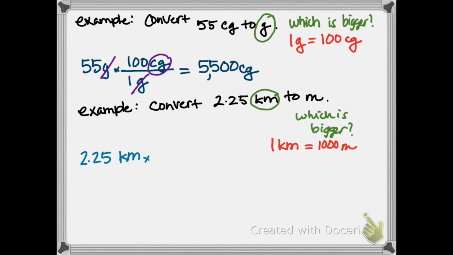So doing our problem, we have 2.25 kilometers. We're going to convert 1 kilometer is 1,000 meters. So we write it like this so our units will cancel out. So kilometers on the bottom, meters on the top. And we do our math and we get 2,250, 3 significant digits. Again, the metric prefixes are exact. So 2,250 meters.